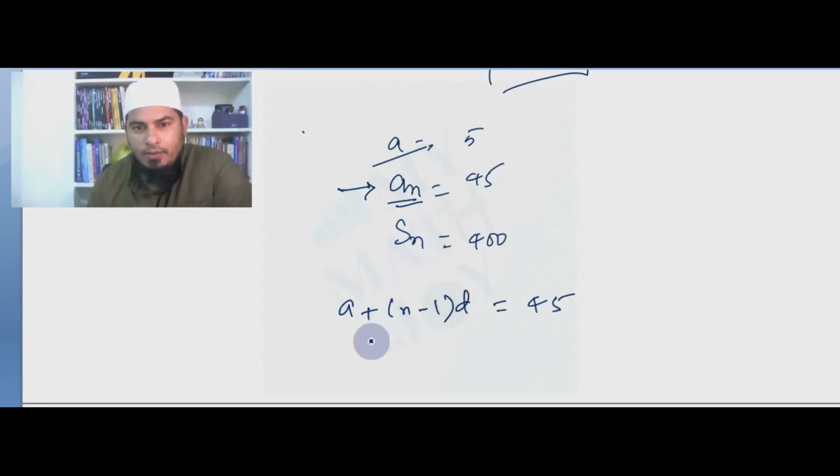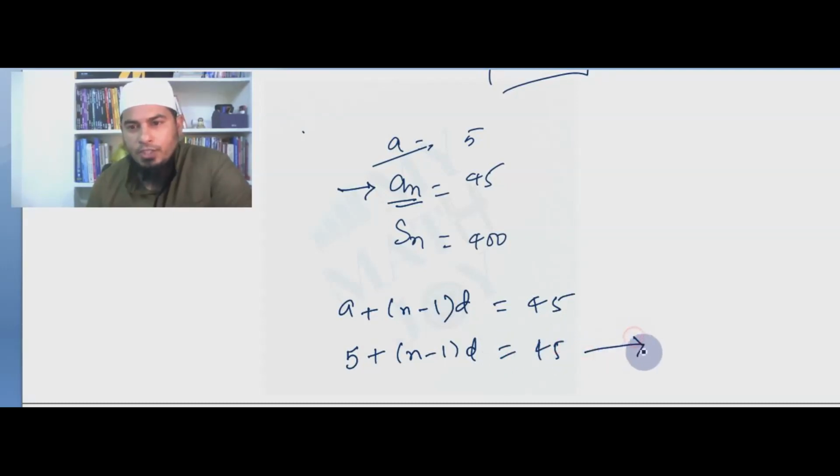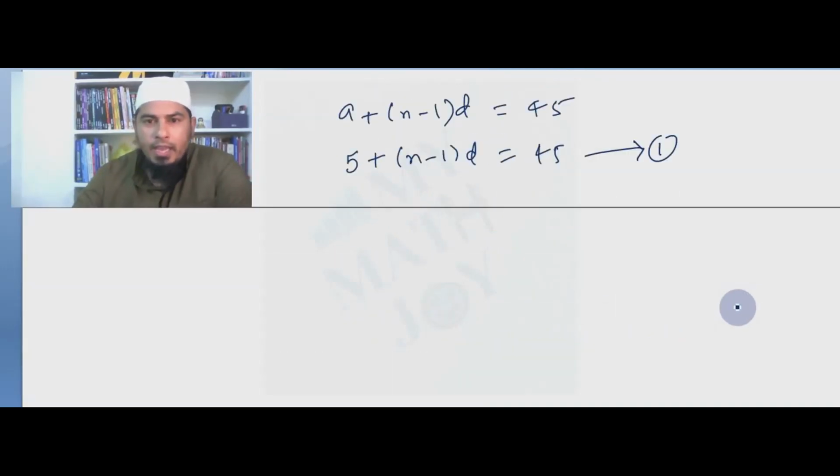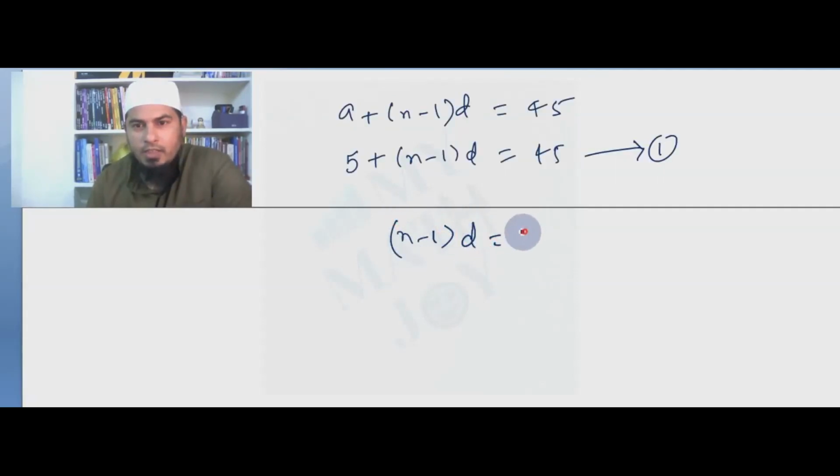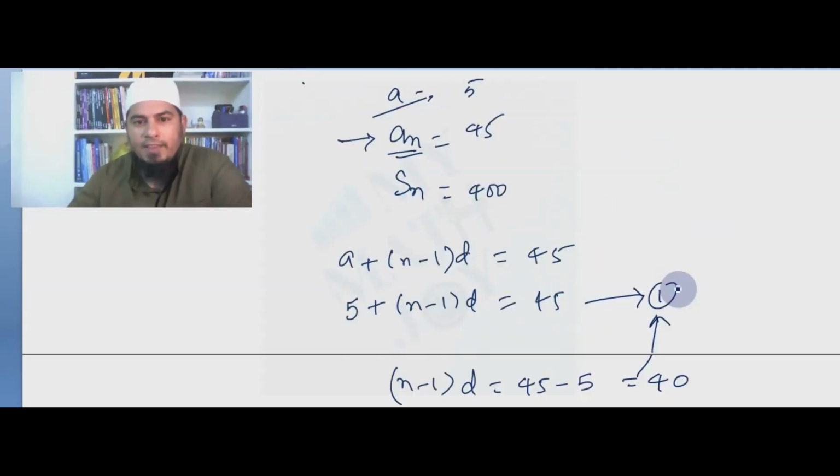If I substitute the A value, I will get 5 plus N minus 1 D, D we don't know, is 45. I will get equation number 1. If I transpose this to the other side, I will get N minus 1 D is 45 minus 5, exactly 40. This is also equation number 1 only. I have just transposed this 5.